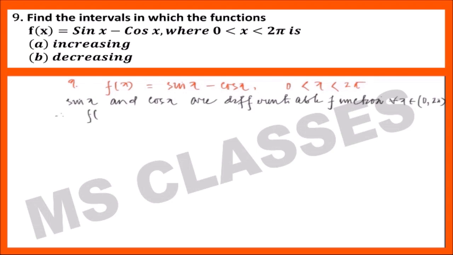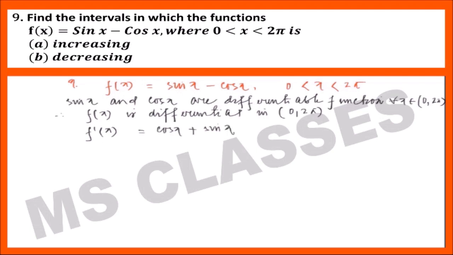Therefore, f(x) is differentiable, as the difference of two differentiable functions is always differentiable. So we differentiate, we get cos x plus sin x. Now after this, it is better to draw the graph of this and then conclude. So here we can convert this to root 2 sin(x plus pi by 4).